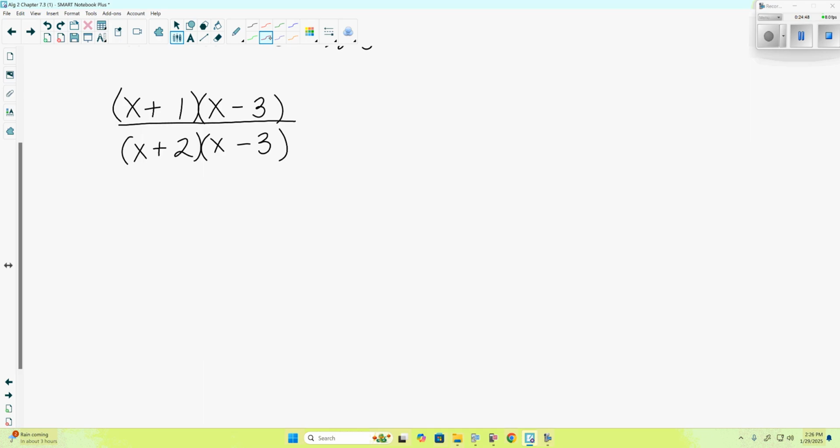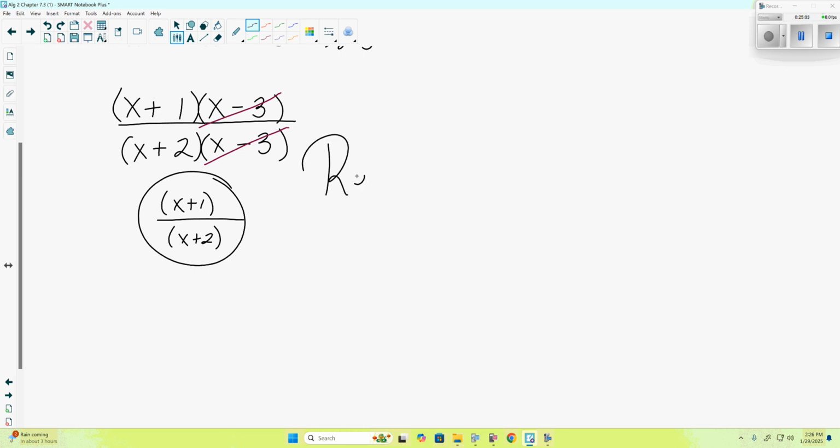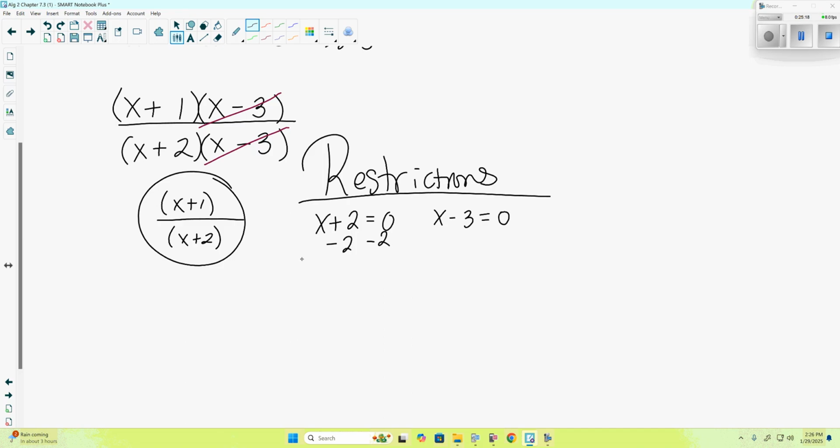So what's in common on top and bottom? X minus 3 and x minus 3. So all that's left is x plus 1 over x plus 2. Restrictions. So the two places where x could be 0 is x plus 2 and x minus 3. So with x plus 2, we would subtract 2, telling us that x cannot be negative 2. With our x minus 3, we can add 3, telling us x cannot be 3.